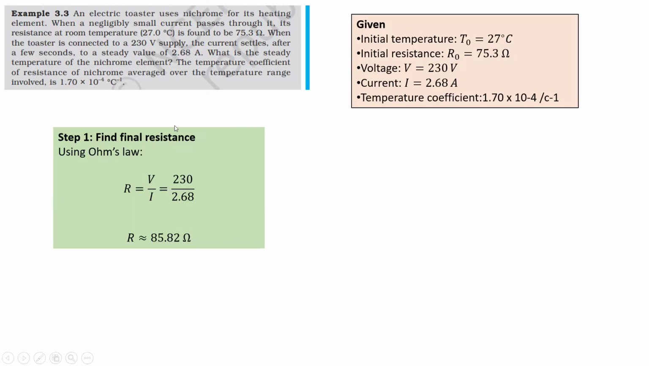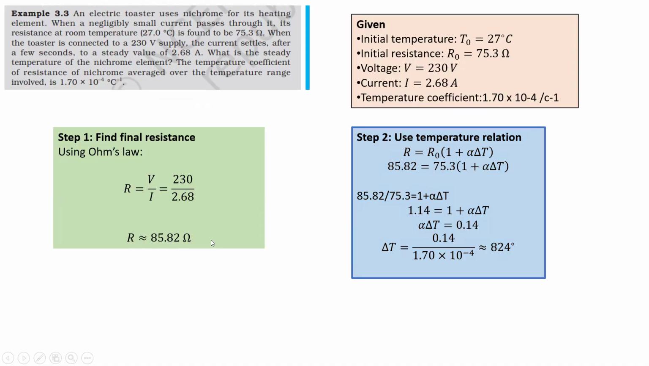First, we will find out the final resistance. Final current is given, voltage is given. So, by using Ohm's law, we will find the final resistance. R equal to V by I. So, we are getting nearly 85.82 ohm. Now, the relation between resistance and temperature, that is R equal to R naught into 1 plus alpha delta T.